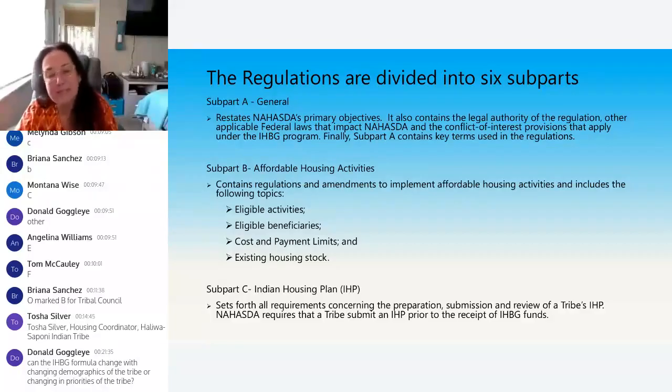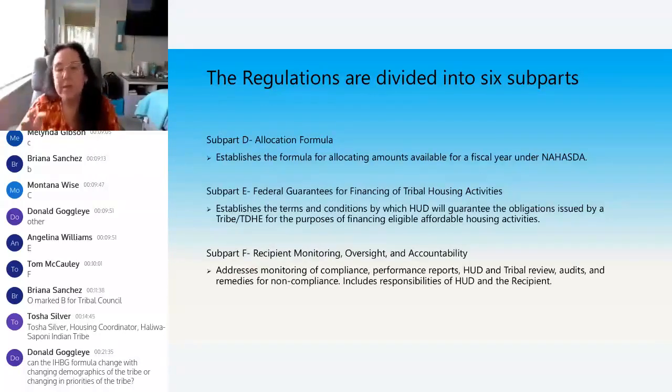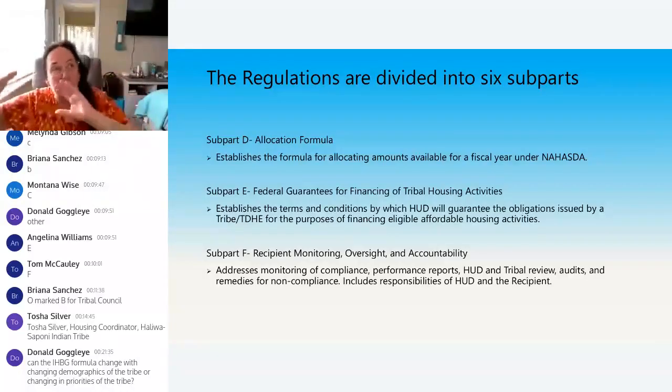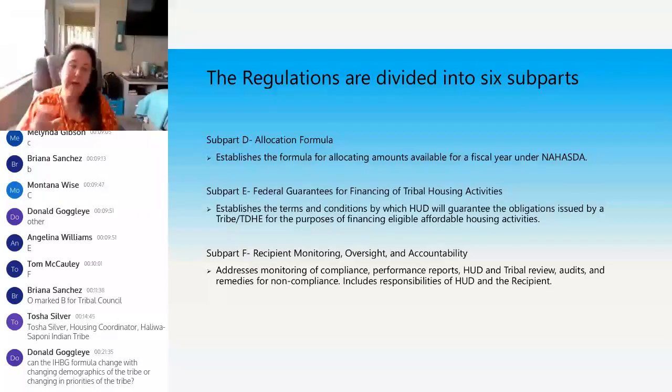Subpart C speaks to your Indian housing plan, the preparation, the submission, the deadlines, things like that. That's where you go for that. D is your allocation formula, that's where you're going to look for your formula information, Mr. Goggles. E, your federal guarantees for financing of your tribal housing activities. It establishes your terms and conditions which HUD can guarantee our obligations for purposes of financing eligible housing activities. So we've got a couple of things where you can become the borrower and the government will back that particular loan.